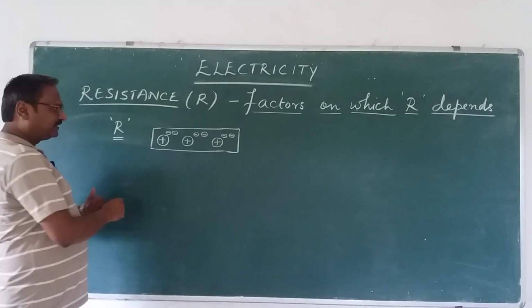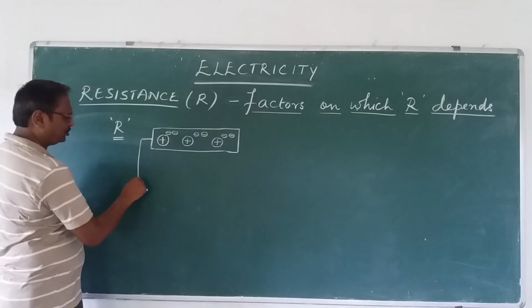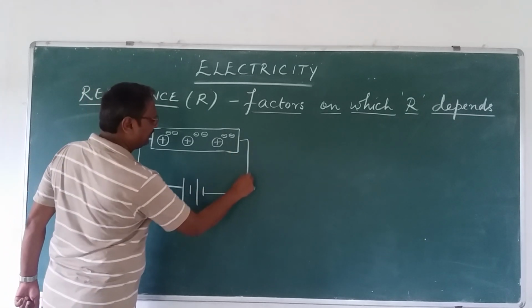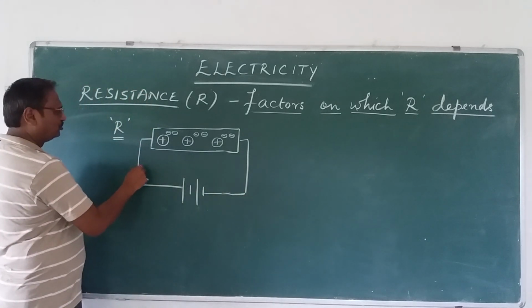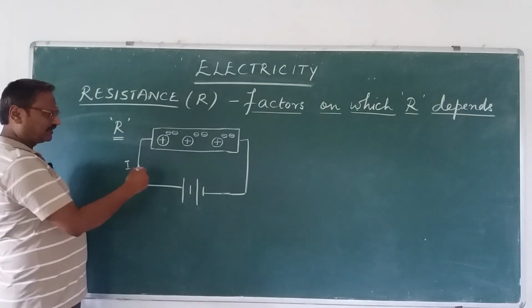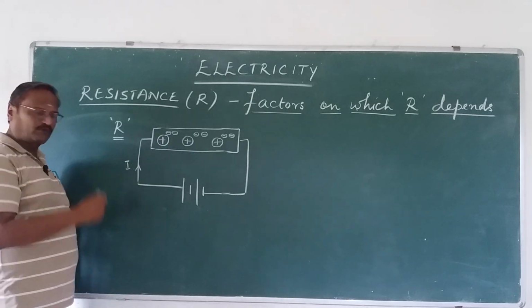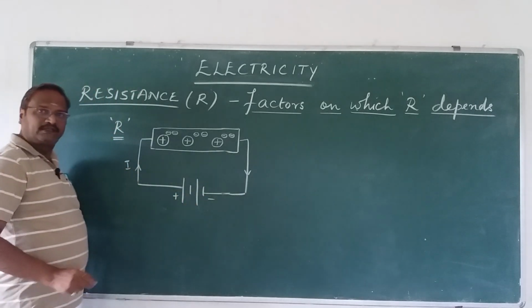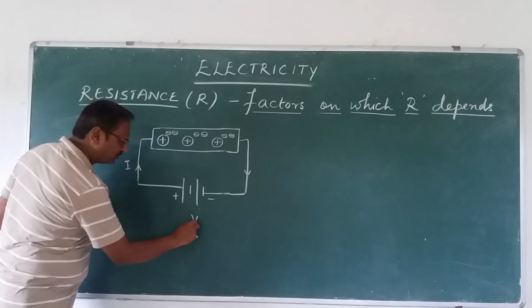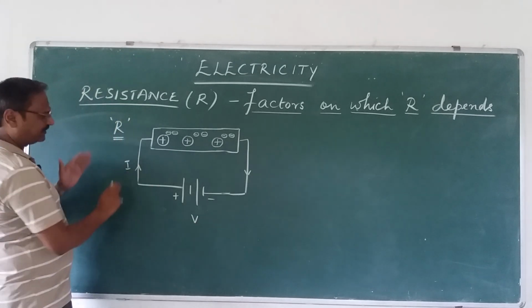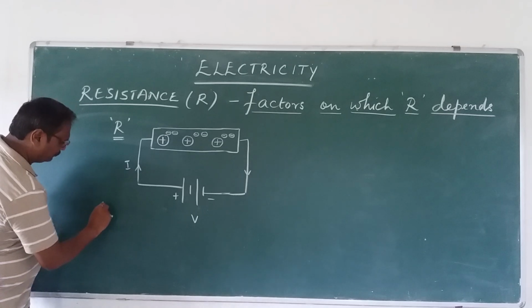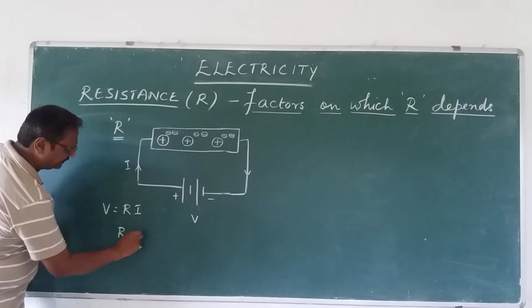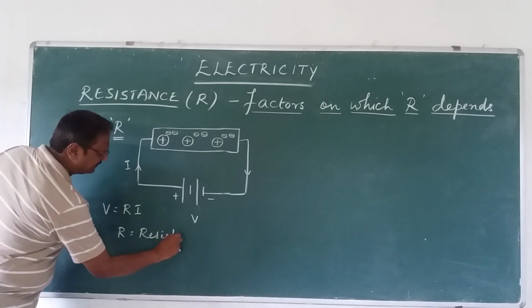Now, when an external source of energy, a battery, is connected to this, you find that the current flows through the conductor. What is the current flow? Again, it is the electrons flowing, with conventional current moving from positive to negative. The battery offers a potential difference, and there is a relation between potential difference and current. By Ohm's law, V is equal to R into I, where R is the resistance.